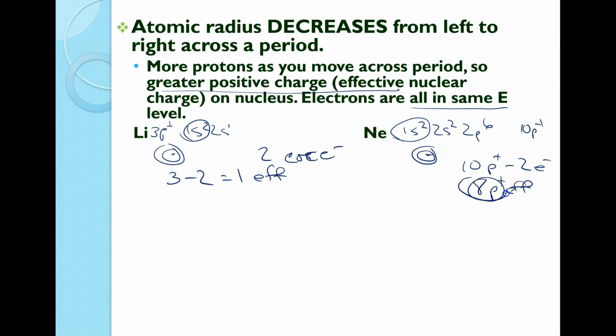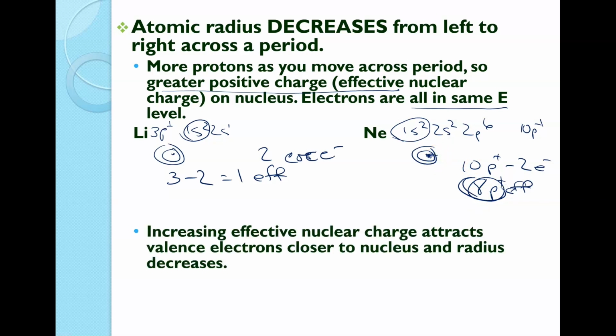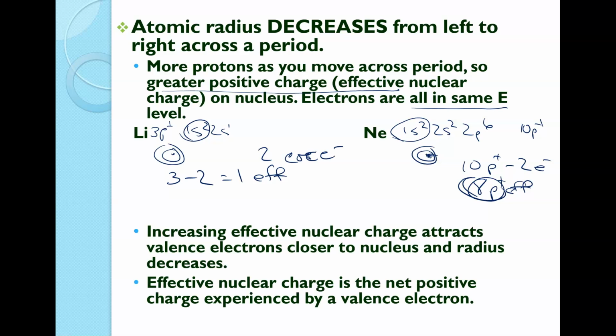That increased effective nuclear charge pulls those electrons in closer, and the radius gets smaller. It's the net positive charge experienced by each valence electron. So, number of protons minus the core electrons, and I did that up there.